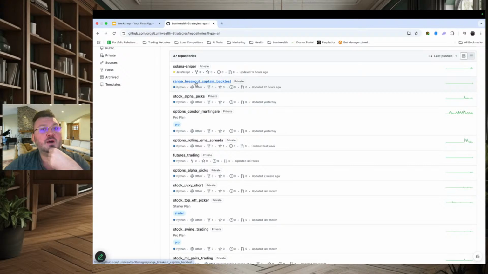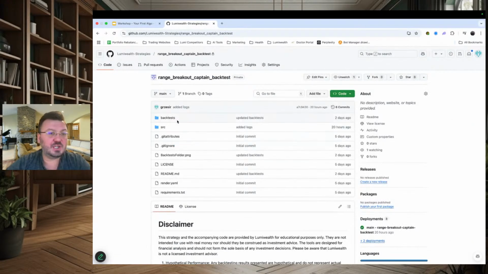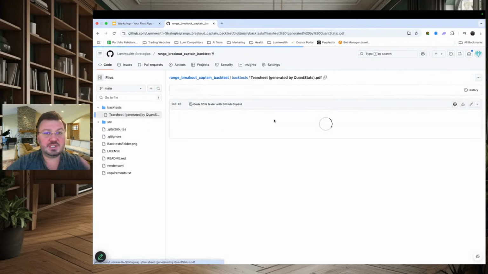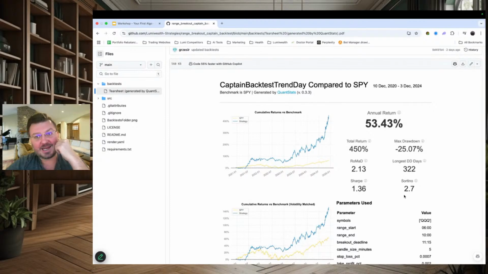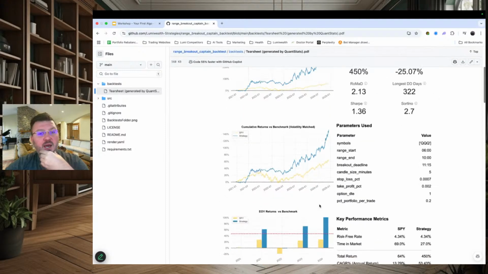We have a new one, which we call the range breakout captain backtest. This is one that we just started running. I think it's going to be very cool. In any of these strategies, you can go in and see a backtest folder, and you can see how the backtest performs. For example, there's a new one that we just added. It's a 53% average annual return when we backtested it, with a pretty modest drawdown. When you compare it to the stock market, it does very well.